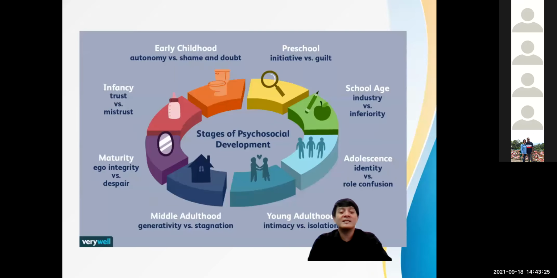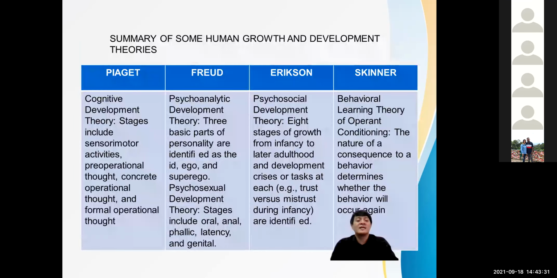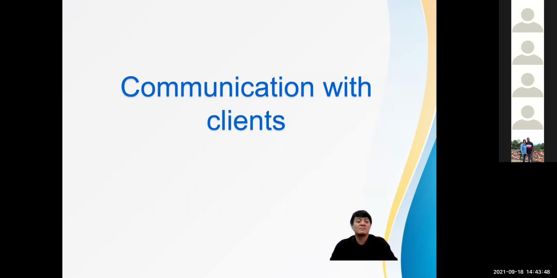Okay, so this is the figure of Erik Erikson's stages of psychosocial development. It's more on socialization. So this is the difference between Piaget, Freud, Erikson, and Skinner. Jean Piaget is cognitive development. Freud is psychoanalytical, which is more on the psychosexual theory. And Erik Erikson is psychosocial, while Skinner is behavioral.